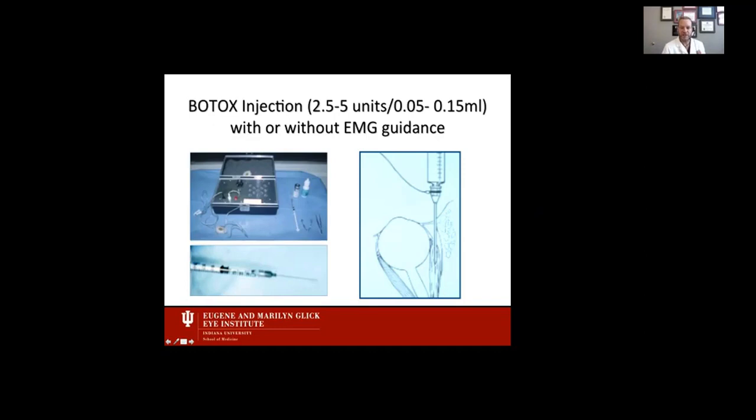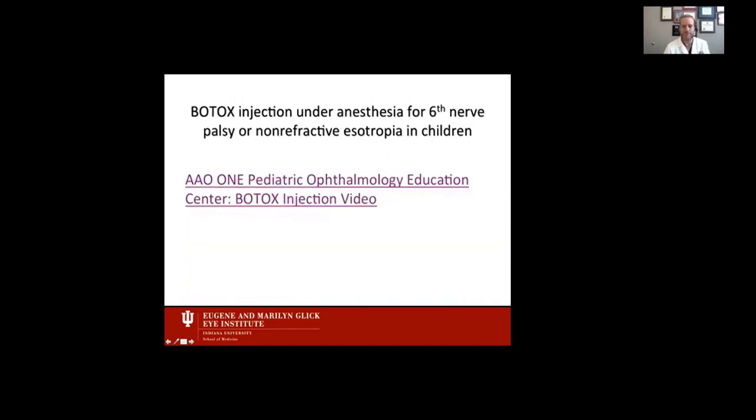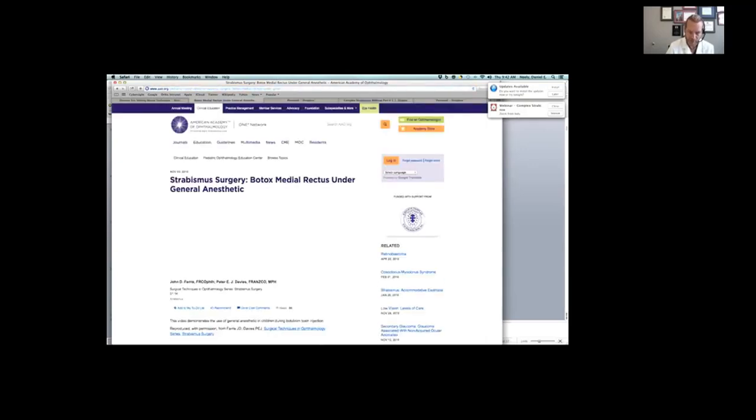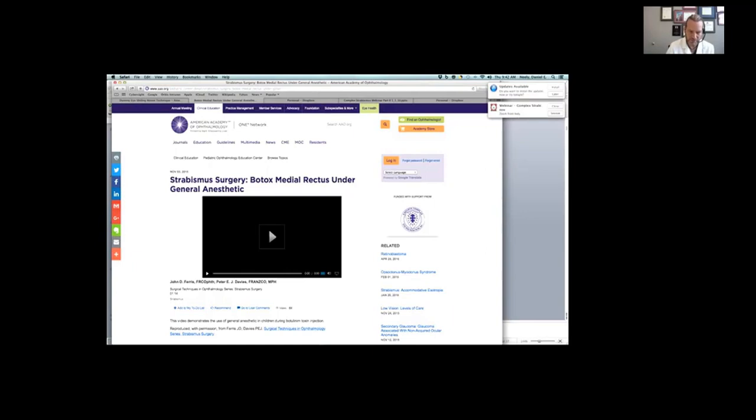When I inject, I'm usually giving 5 units, but some people use less, 2.5 units. And usually the total volume that's in is 0.05 to 0.1 of an ml, up to maybe 0.15 mLs when you inject that. I don't do this in the office anymore, but I do use it under anesthesia. And I'd like to show you a demonstration of that. This is a nice video which comes up at the Pediatric Ophthalmology Education Center, which is on the American Academy of Ophthalmology's website.